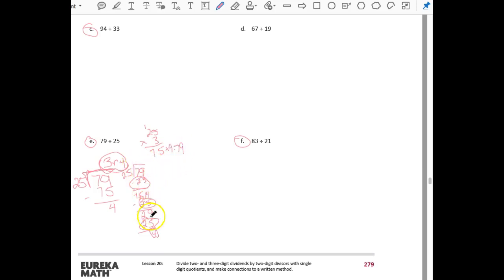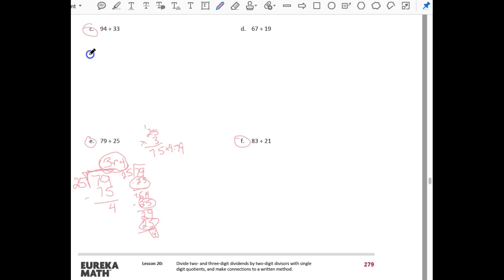So repeated addition and multiplication are opposites to each other, right? Because I could just say 25 plus 25 plus 25 is multiplication. Division is subtracting it. How many times were we able to take it away? Well, 3 times. So let's take a look at this one now.